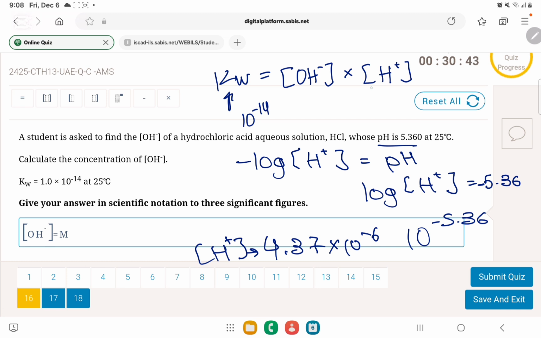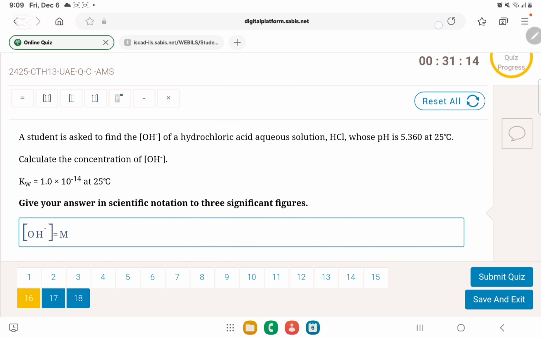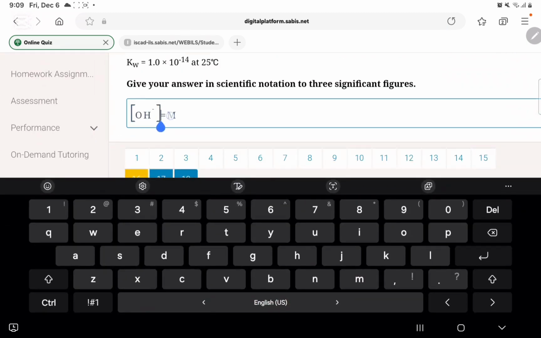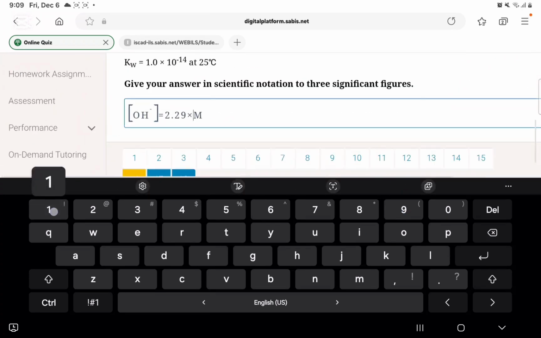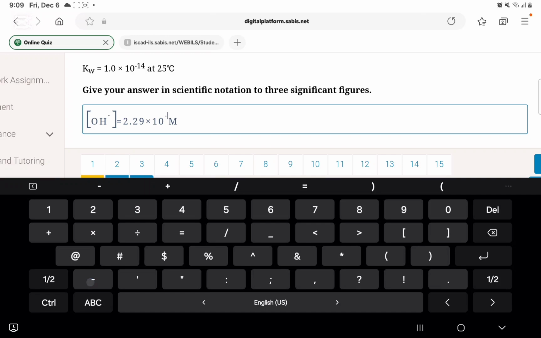Okay, now we need to find the concentration of OH minus. So the Kw formula: 10 to the power of negative 14 is equal to 4.37 times 10 to the power of negative 6 times the concentration of OH minus. So we're going to put that to the other side, and then you're going to get 2.29 times 10 to the power of negative 9. That's the answer. Okay? So 2.29 times 10 to the power of negative 9.